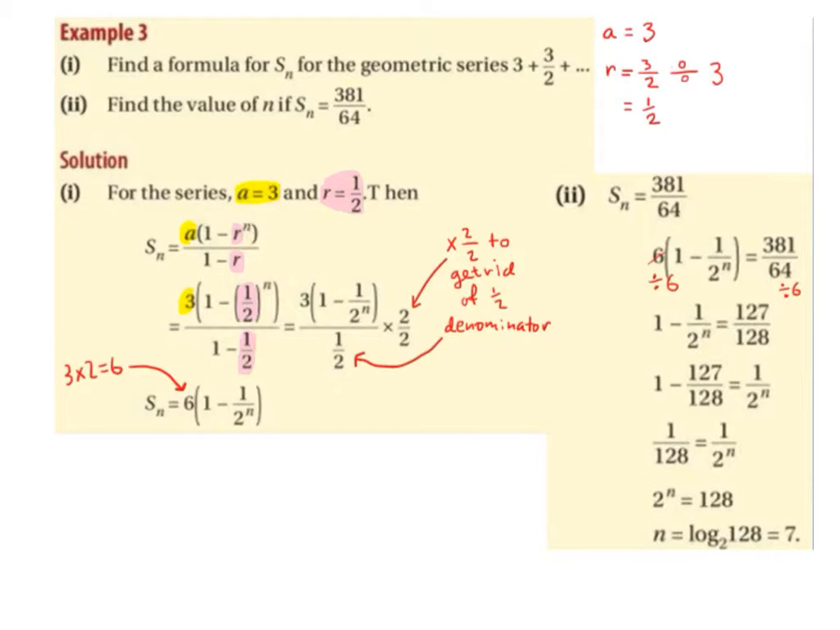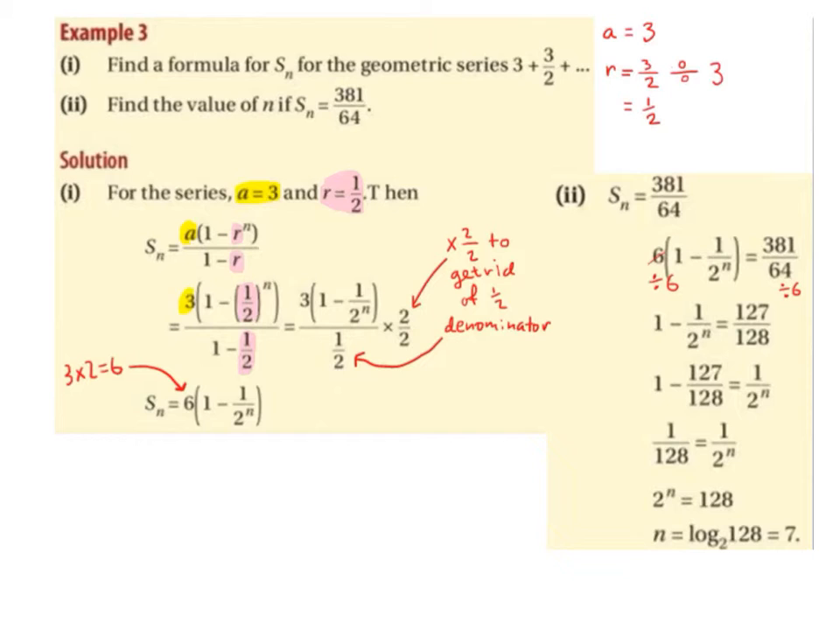So part 2, we want to find the value of n if Sn is equal to 381 over 64. Sn we found to be this, so we let it be equal to 381 over 64, and then we just have to solve for n. We're going to start off by getting rid of this 6 that's stuck onto the front of the bracket, so we're going to divide both sides by 6. Dividing by 6 on the left just gets rid of that 6, so we just bring this down on the left-hand side. And 381 over 64 divided by 6 is 127 over 128.